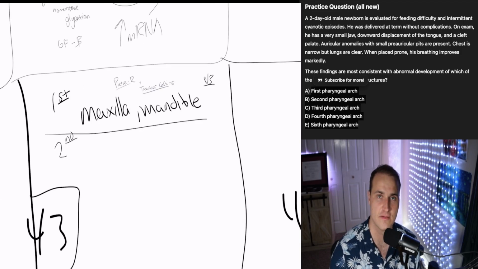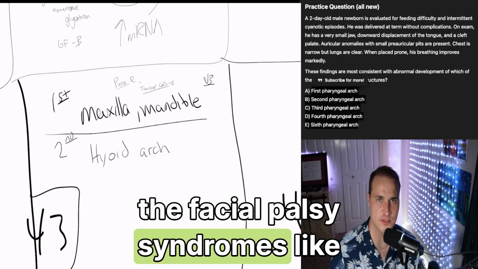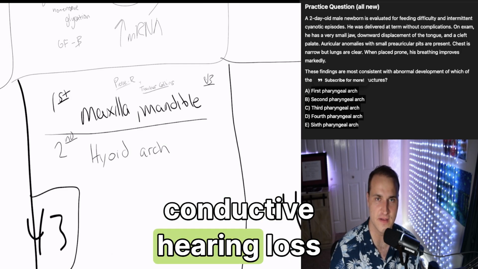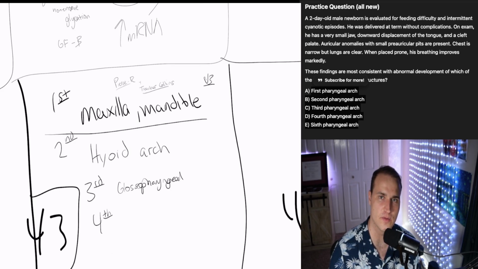With arch one, we should be thinking of Treacher Collins. And then with the second pharyngeal arch, this is the hyoid arch. The cartilage derivatives are going to lead to your stapes, styloid process, stylohyoid ligament, lesser horn, and upper body of the hyoid. The muscles will be the muscles of facial expression, stapedius, stylohyoid, posterior belly of digastric. The nerve is cranial nerve 7, facial nerve. And here you'll see the facial palsy syndromes like congenital stapes fixation leading to conductive hearing loss. For your third arch, the cartilage derivatives lead to the greater horn and the lower body of the hyoid. Here's the stylopharyngeus, cranial nerve 9, which is your glossopharyngeal nerve.